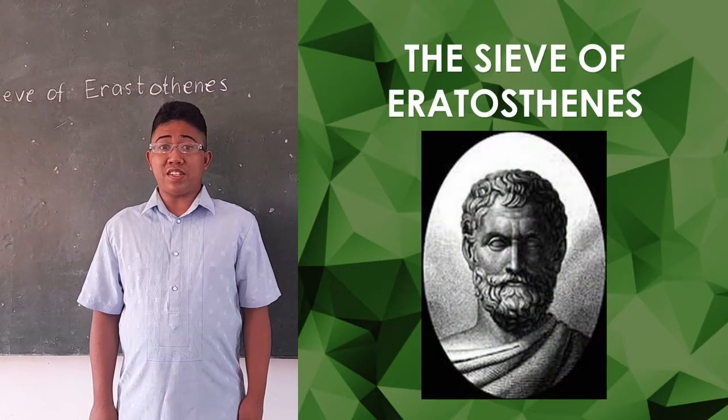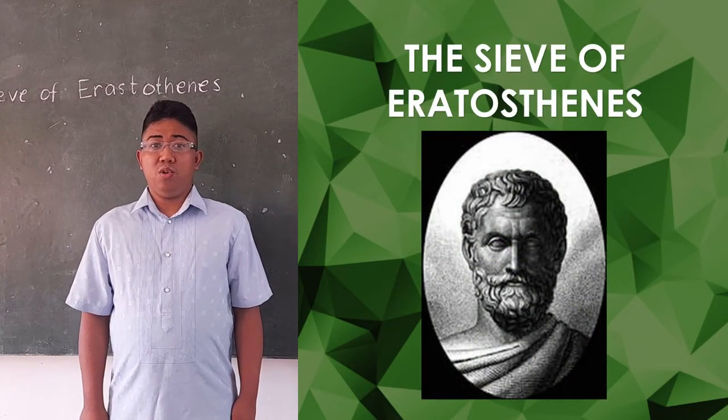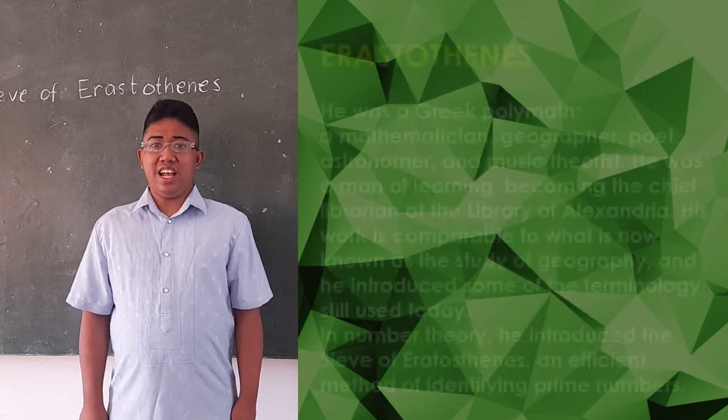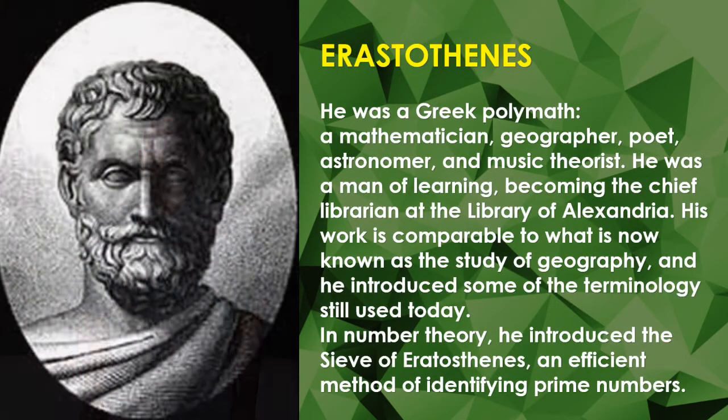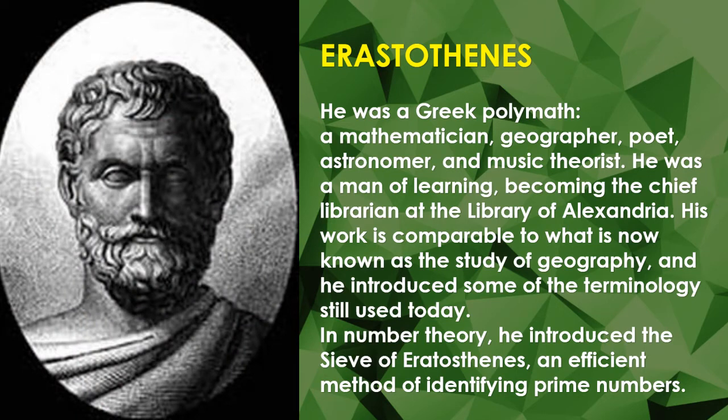Students, let us talk about the Sieve of Eratosthenes. Who is Eratosthenes? He was a great polymath: a mathematician, geographer, poet, astronomer, and music theorist. He was a man of learning, becoming the chief librarian at the Library of Alexandria of Egypt. His work is comparable to what is now known as the study of geography, and he introduced some of the terminologies that are still used today.